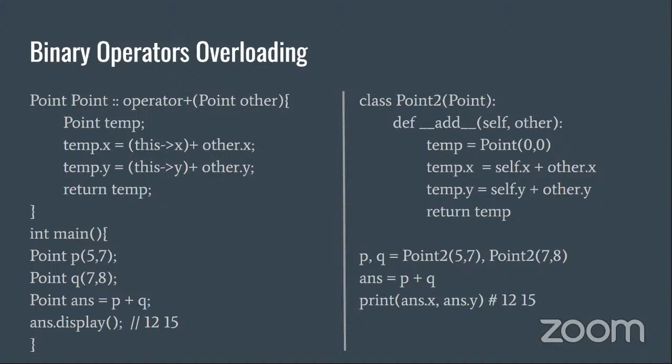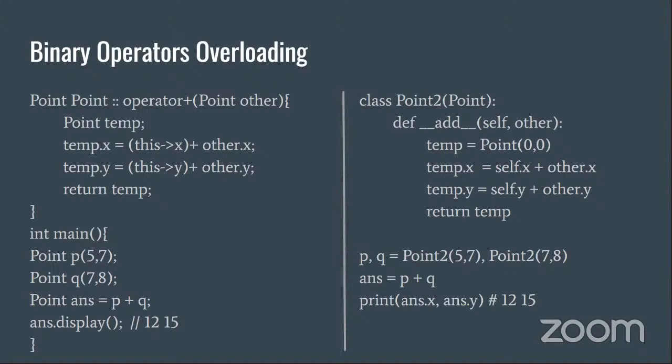Now, going on to Python, we have defined a class Point2, which is inheriting Point. This is done so that we can demonstrate it in this small slide. What we've done in this is, again, we defined two point objects, p and q, passing 5, 7 and 7, 8, and saying answer equals p plus q.